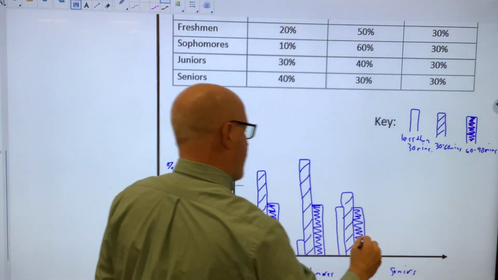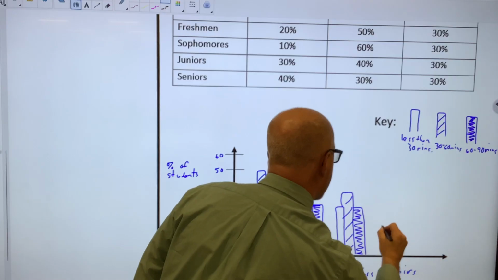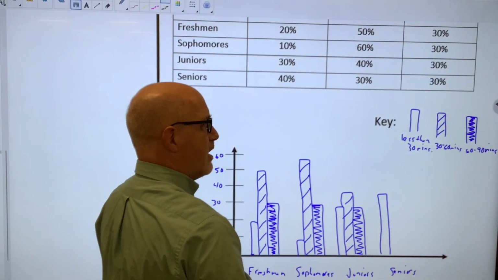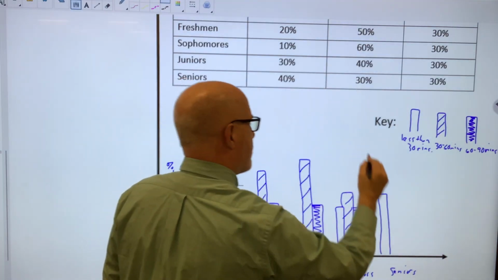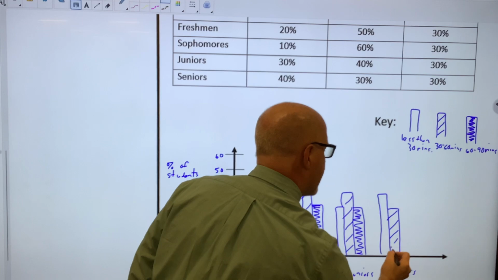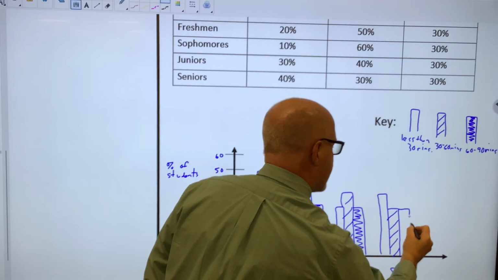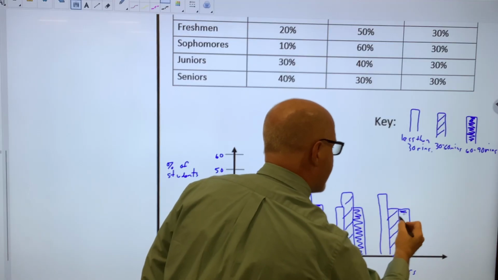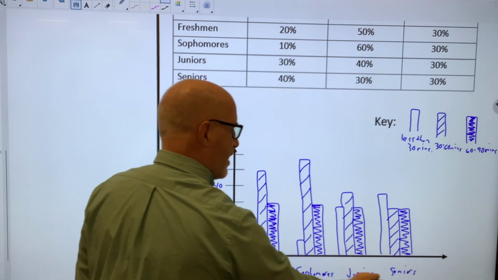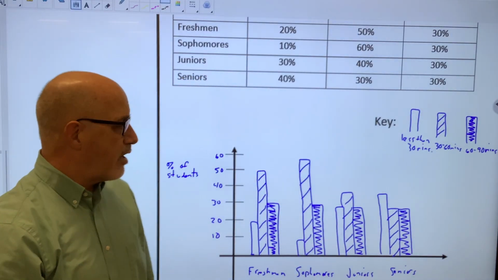And then seniors, 40% for the less than 30 minutes. So we go over here to 40%, draw my empty bar there for less than 30. Then I've got 30% for the next one, for the cross-hatching. And then lastly, I've got 30% for the 60 to 90 minutes. And this one I fill in. So this data tells us each of the categories. It gives us more specific information for each of them as part of it.